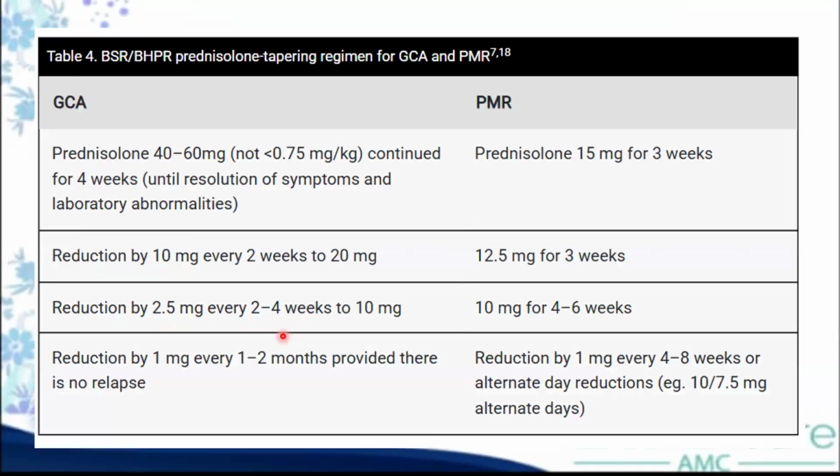So treatment-wise, for both, again, it's steroids, right? So first line treatment is always steroids. In giant cell arteritis, you sort of bombard them with a high dose of steroids and then tail off. You don't need to memorize this regime. This is from their guidelines, but just know that the initial dose is 40 to 60 milligrams over 4 weeks, right? And then, if you notice, they're reducing it every 2 weeks, 2 to 4 weeks, then 1 to 2 months. So obviously, the regime is going to go on for more than 3 months.